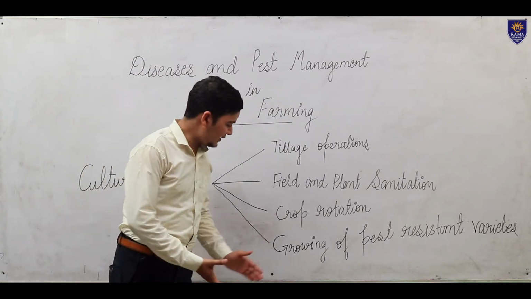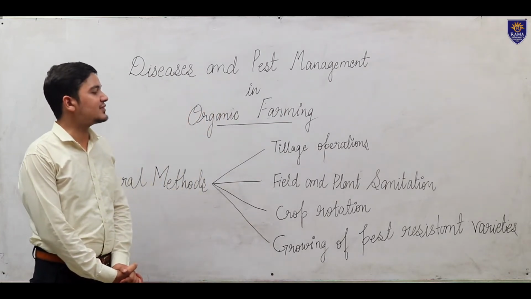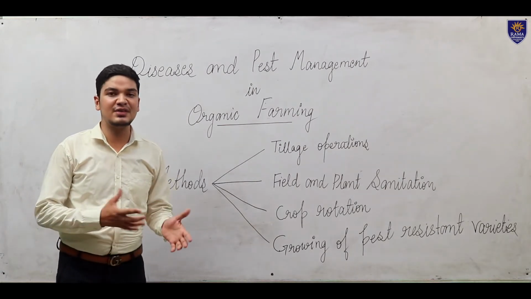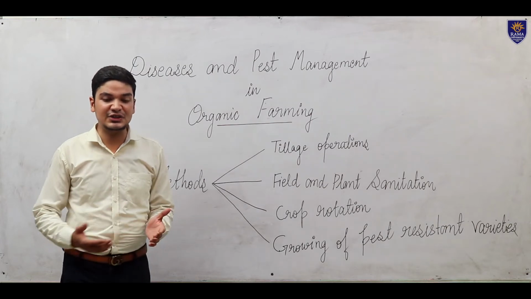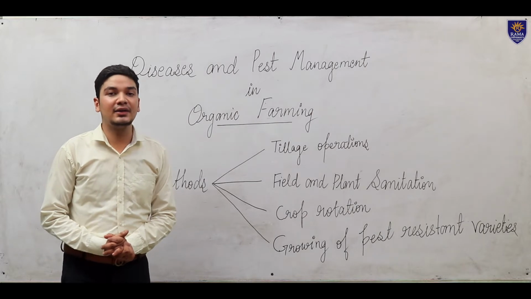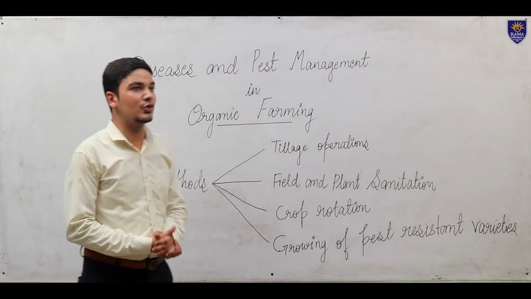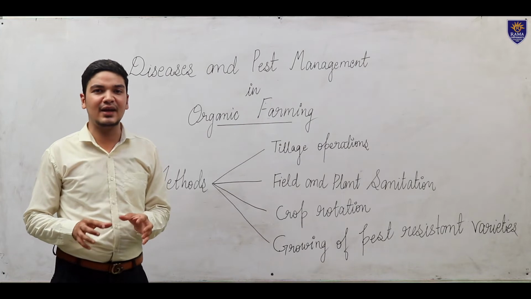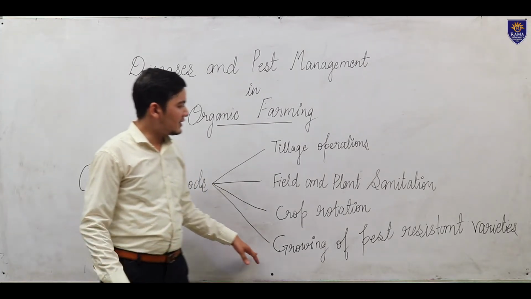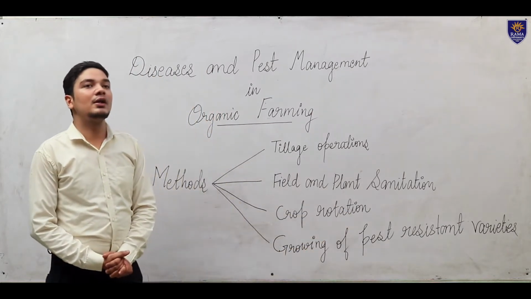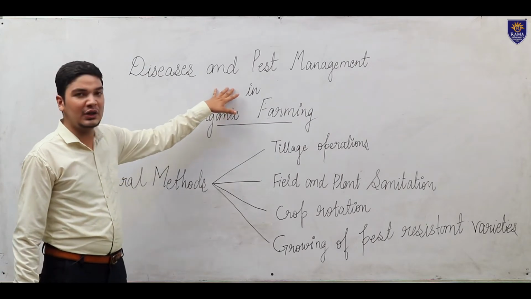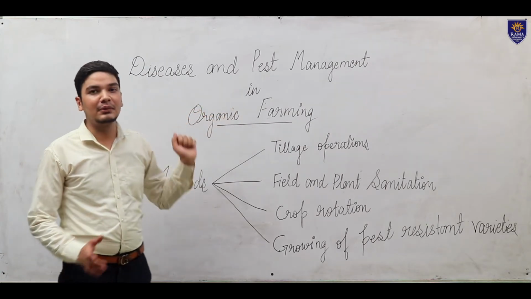The next option is growing of pest resistant varieties. Here we are going to use resistant varieties. You can easily check which resistant varieties are available in your locality, and after checking the list, you can simply select good planting material for your crop. The pest resistant varieties will help you to easily manage the pest population in organic farming.